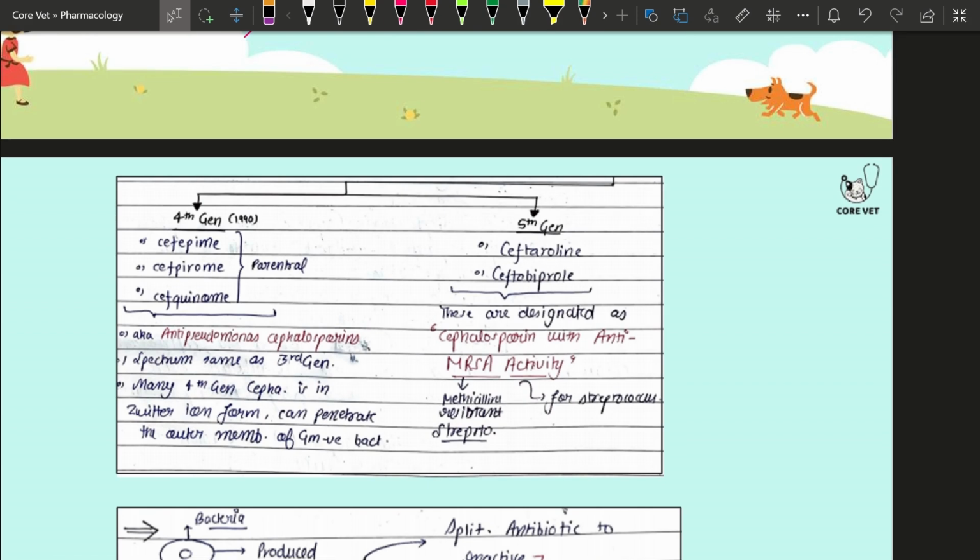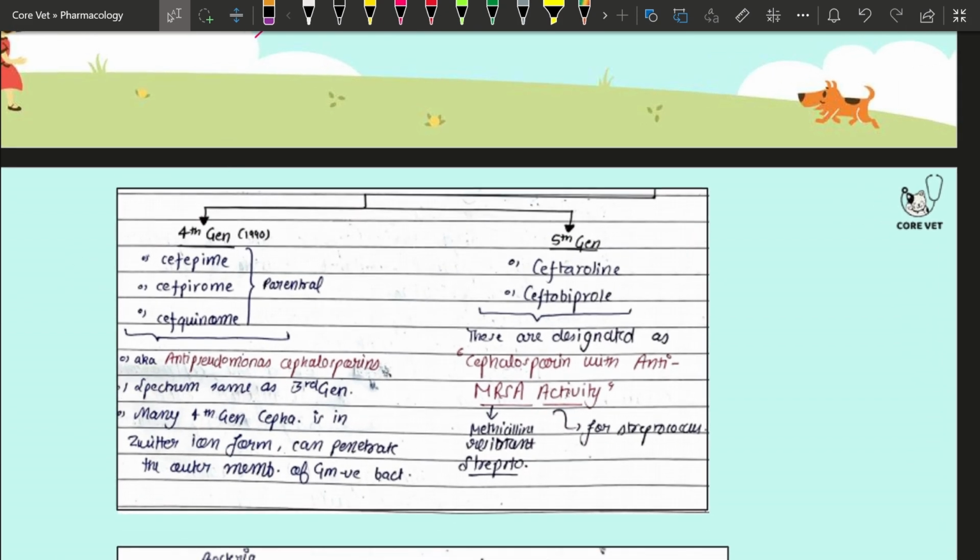Coming on to the fourth generation cephalosporin. Examples are cefepime, cefpirome, and cefquinome, right? These are examples of the fourth generation, and all are given parenterally. They are also known as what? Anti-pseudomonas cephalosporin. So the spectrum is the same as that of the third generation. Many of the fourth generation cephalosporins are in the zwitterion form and can penetrate the outer membrane of gram-negative bacteria. Please remember this point, right?